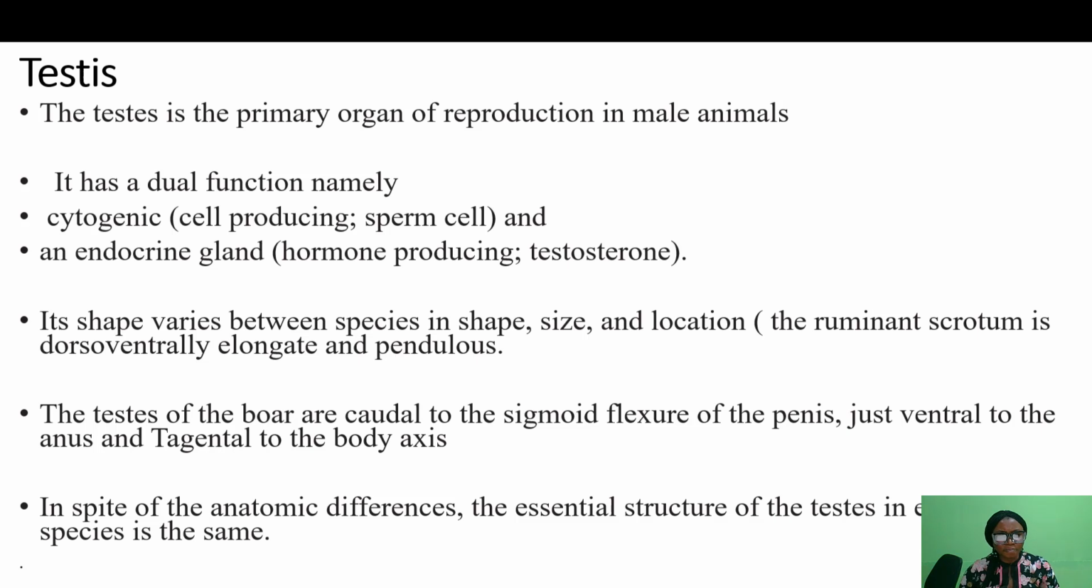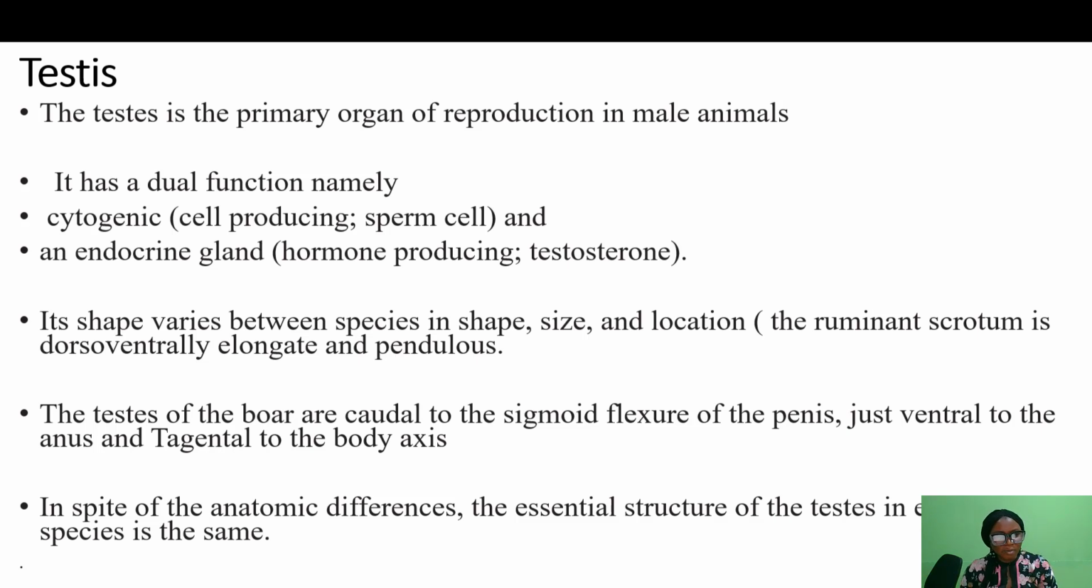And also, without the sperm cell, there can never be fertilization. It is only the testis that produces the sperm cell. So therefore, it is very, very important. Therefore, we name it as the primary organ of reproduction in male animals.